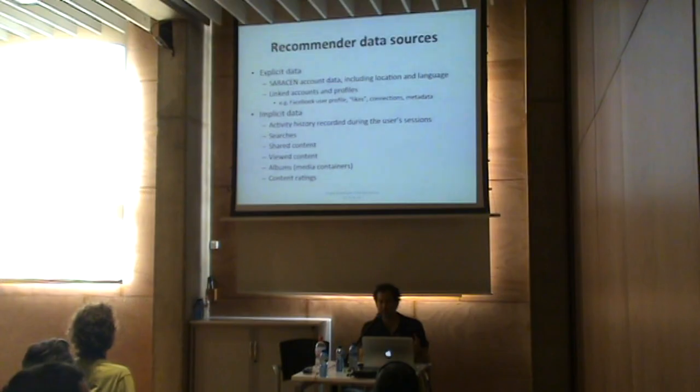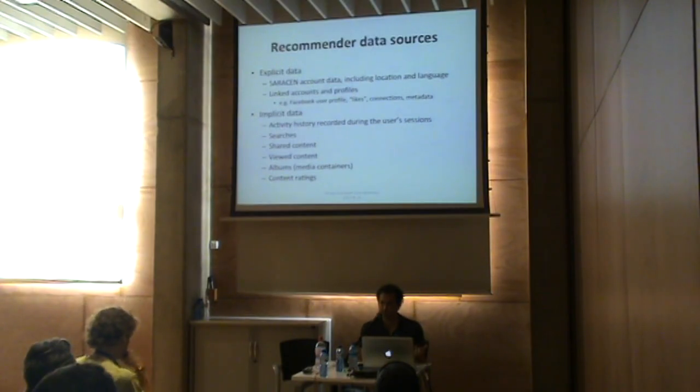And then we have the implicit data that we're also tracking, which is browsing history. We have the searches that we're recording. When a user shares content with other users, we're recording that. When the user views new content, we're keeping a record of that in the input tables for Recommender API. If a user creates an album, which is a content collection, we make a record of that. And when they're rating or tagging content, that's relevant.